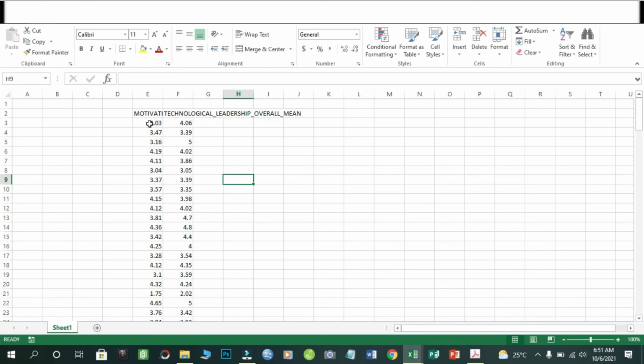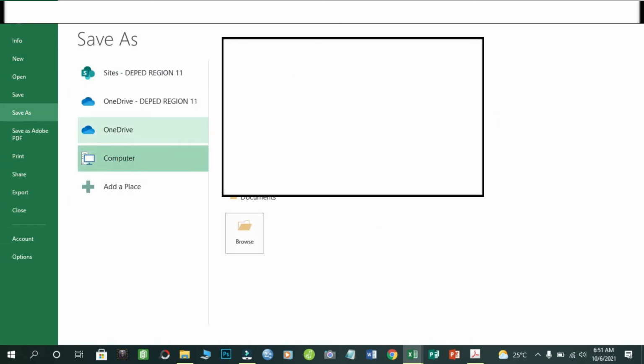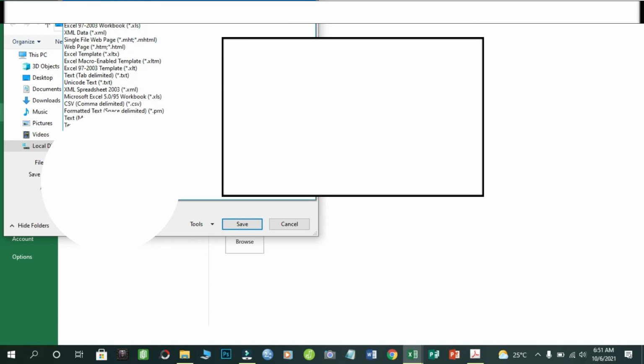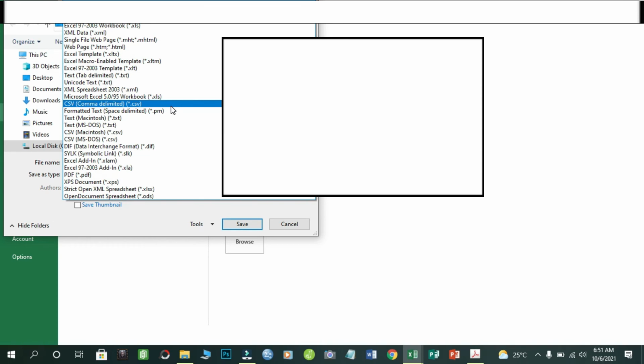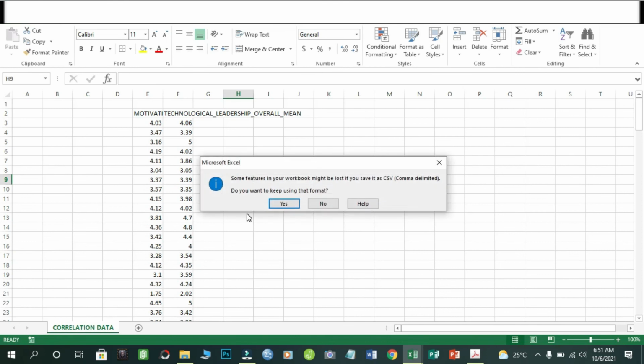Okay, so we'll now plug it into JASP. I'll save it on my desktop. I will name it correlation data. Make sure you save it as CSV comma delimited. Because that's the file that will be read by the JASP software, so it cannot read other files.